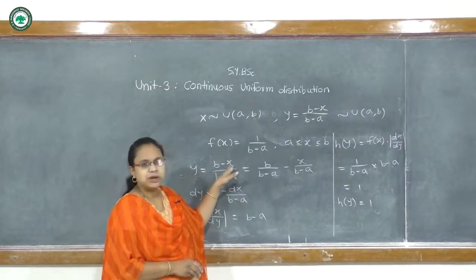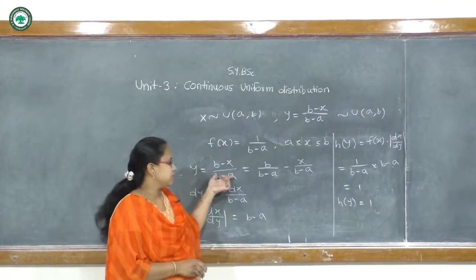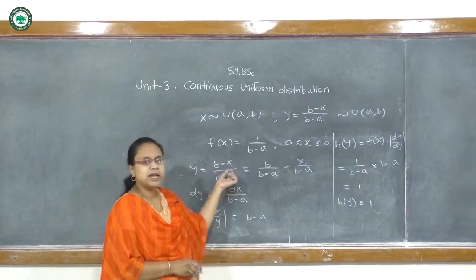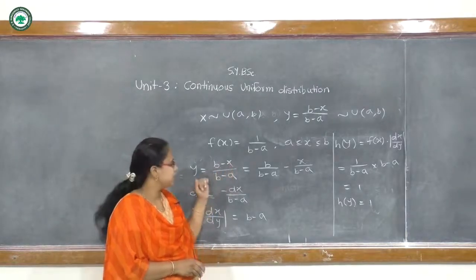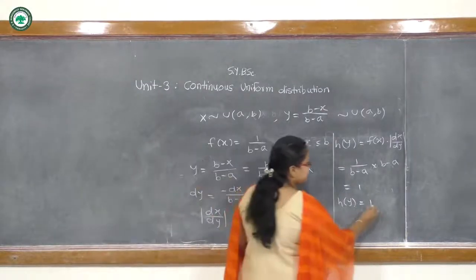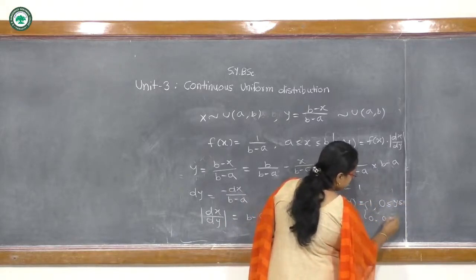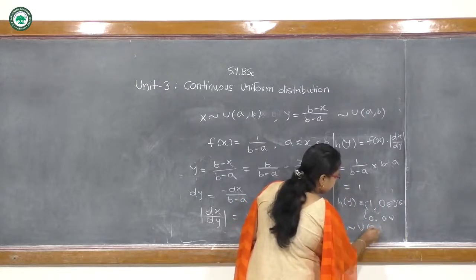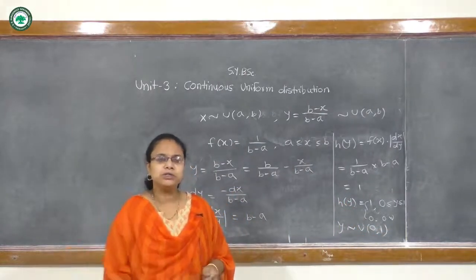By substituting the values of x from a to b, we can see that y lies between 0 and 1. If we put x equal to a, then we get 1, and x equal to b, then we get 0. So actually y lies between 0 and 1. So I will write here h of y equal to 1 for y between 0 and 1, and 0 otherwise. So y follows uniform (0, 1). So this is all about the continuous uniform distribution.